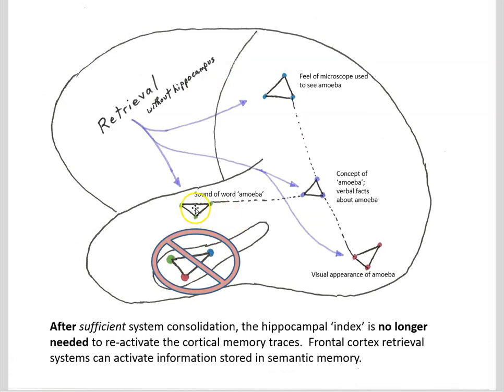Notice then that once we have established strong cortical memory traces, we no longer need the hippocampal index to locate those memory traces. Other frontal cortex memory retrieval systems can reactivate these cortical memory traces with ease because they have been strengthened by system consolidation.